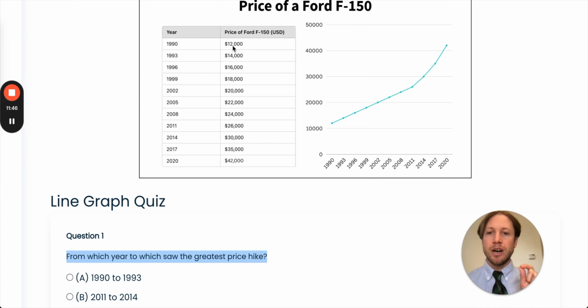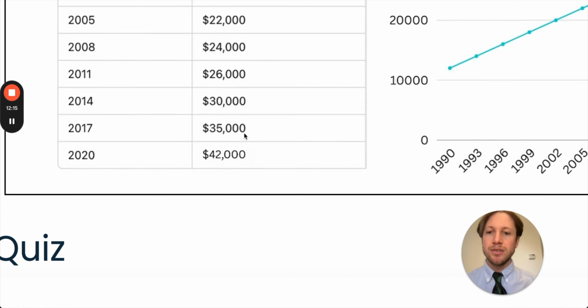and we can validate that by looking from 1990 to 1993, it was a price increase of 2,000. Again, price increase 2,000, 2,000, 2,000, until we reach 2011 to 2014, there's actually a price increase of 4,000. And then from 2014 to 2017, a price increase of 5,000. And from 2017 to 2020, a price increase of what looks like 7,000. So the biggest price hike came from 2017 to 2020.